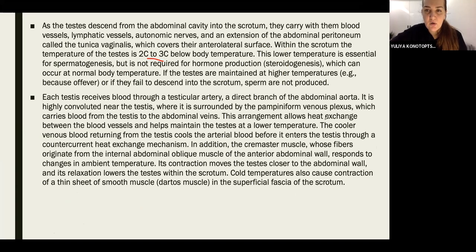Okay, this one we need to talk about pampiniform venous plexus. We actually kind of touched this plexus last semester. Basically, the structure is located in the spermatic cord. As you remember, inside of the spermatic cord, the most important thing is vas deferens. But right next to the vas deferens, there's also testicular artery. And this testicular artery is coming from the body to the testicles.